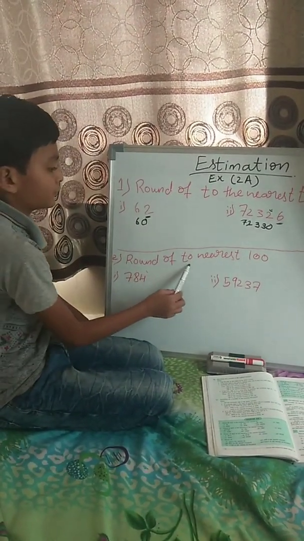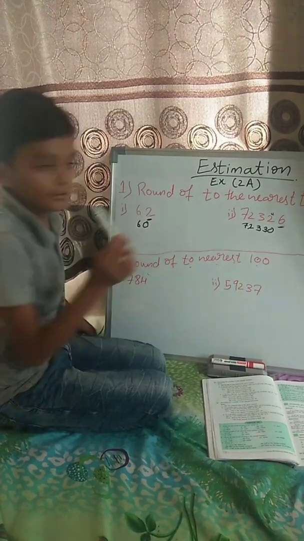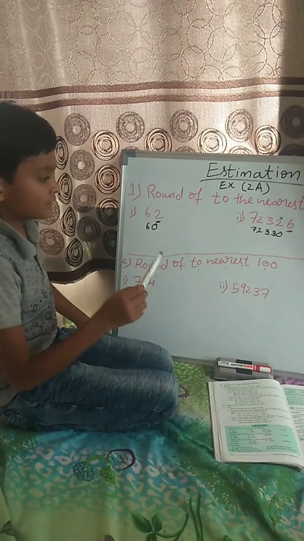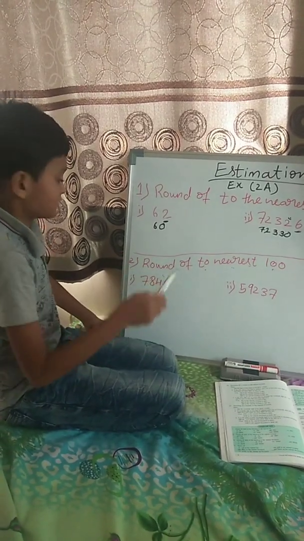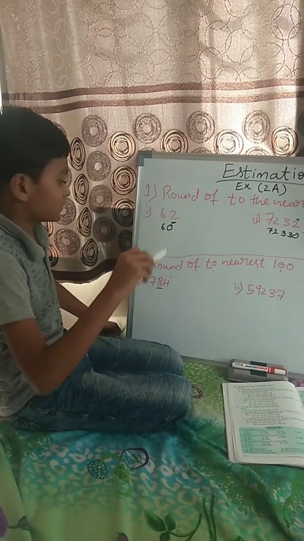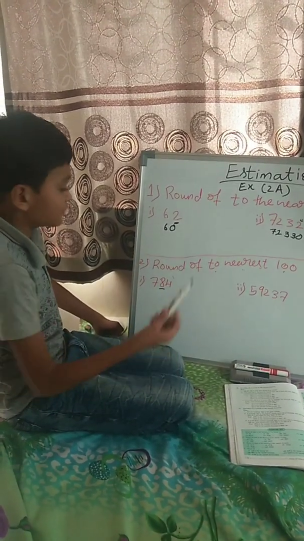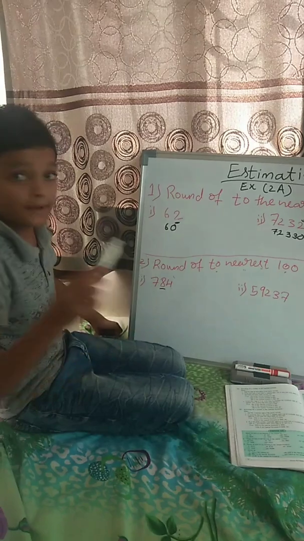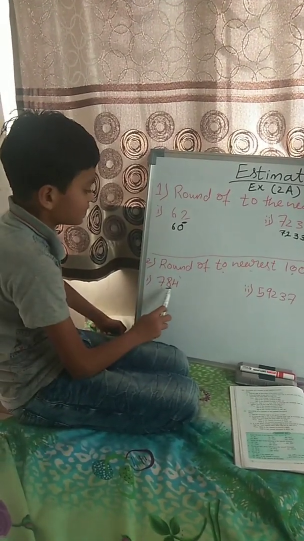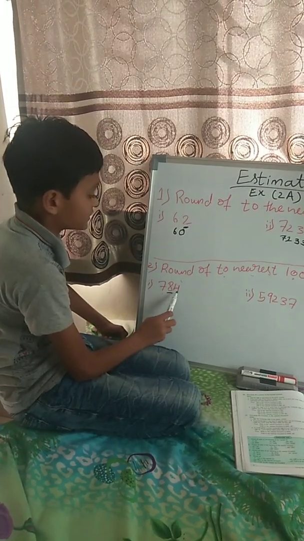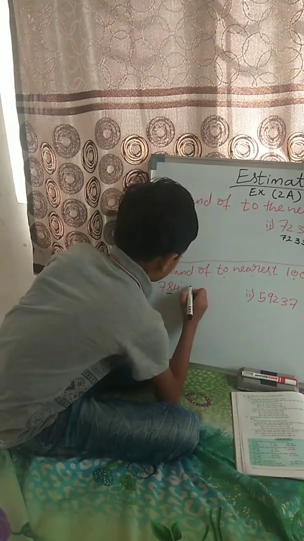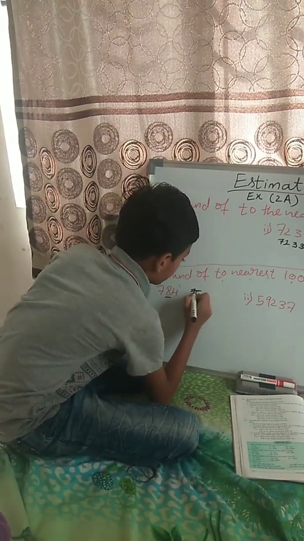Okay. Now let's move on to the second question. Round off to the nearest 100. So here they have mentioned to the nearest 100. So when it is nearest 100, we have to check the tens place. So in the tens place, we can notice over here, that's 8. 8 is greater than 5. So 1 should be added to the 100 place. And remember this, when 1 is added to the 100th place, both the ones place and the tens place become 0. So the final answer is 800.